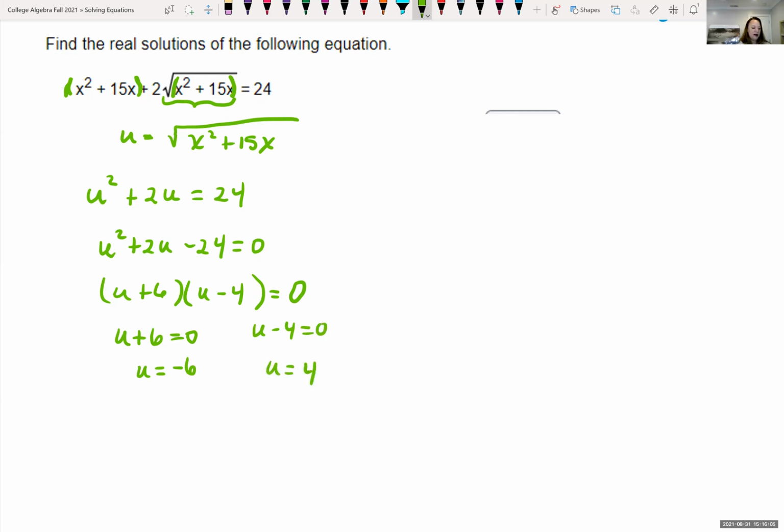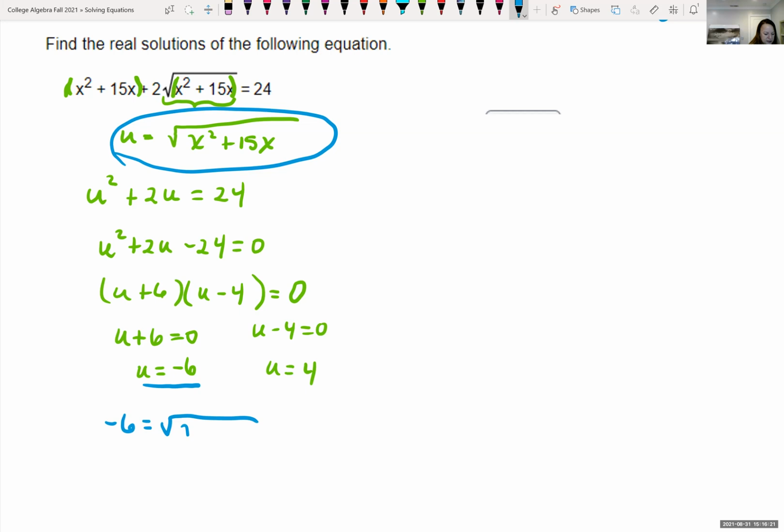So now we're going to go back and we want to figure out what x is. And so we have two separate equations. We have when u is -6. So we have -6 is equal to the square root of x squared plus 15x. So let's square both sides of the equation to get rid of that radical. So we get -6 squared is 36 is equal to squaring a square root gives us just the radicand, in this case, x squared plus 15x.